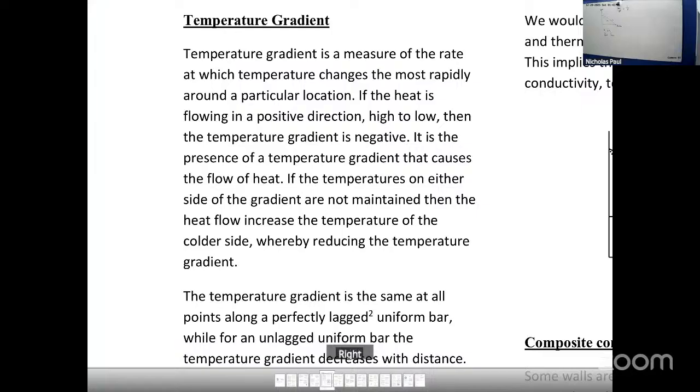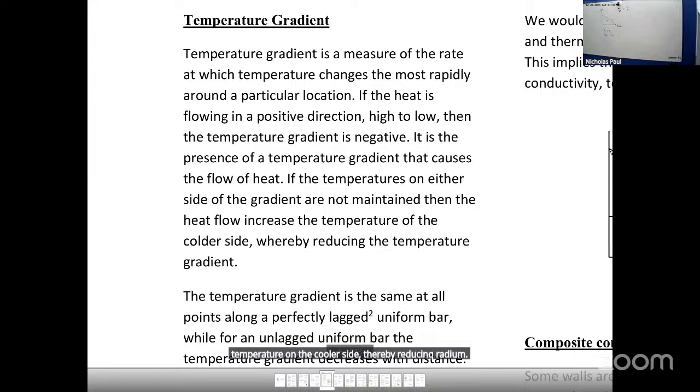Right? Let's run through the small note now. Temperature gradient is a measure of the rate at which the temperature changes most rapidly around a particular location. If the heat is flowing in a positive direction, high to low, then the temperature gradient is negative. It is the presence of a temperature gradient that causes the flow of heat. If the temperature on either side of the gradient is not maintained, then the heat flow will increase the temperature of the cooler side, thereby reducing the gradient.